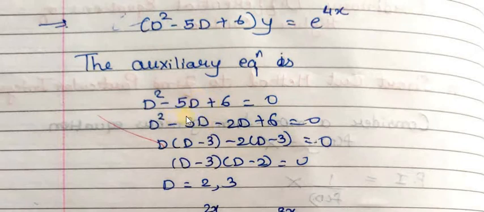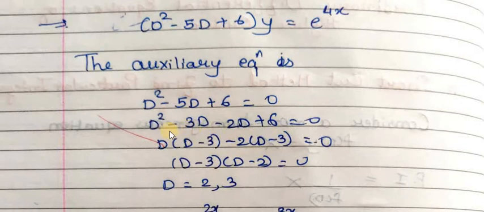So this equation is D square minus 5D plus 6 equals 0. Now we have to split the middle term 5D. We have to find two numbers such that their product is 6 and their addition is 5, that is 3 times 2 is 6. So the first term D square will be as it is, the last term plus 6 will be as it is, and splitting the term minus 5D into two terms, minus 3D and minus 2D, equals 0.